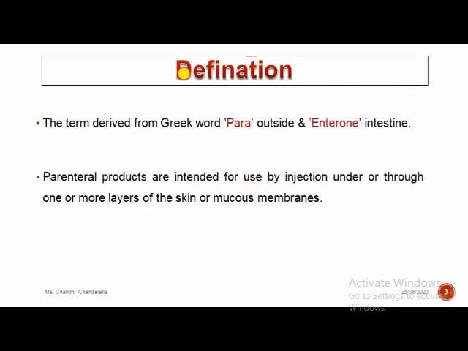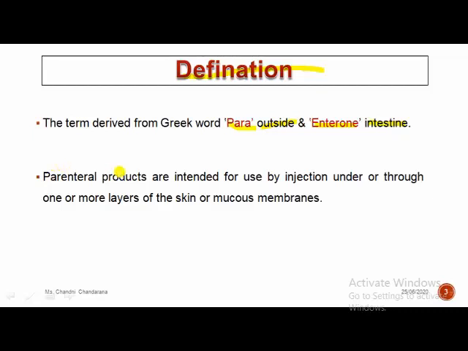First is the definition. So what are parenteral preparations? As the name suggests, para means outside and enteron means intestine. You can say it is given by a route other than the oral route. So you can say it's an injectable preparation. It bypasses the alimentary canal.